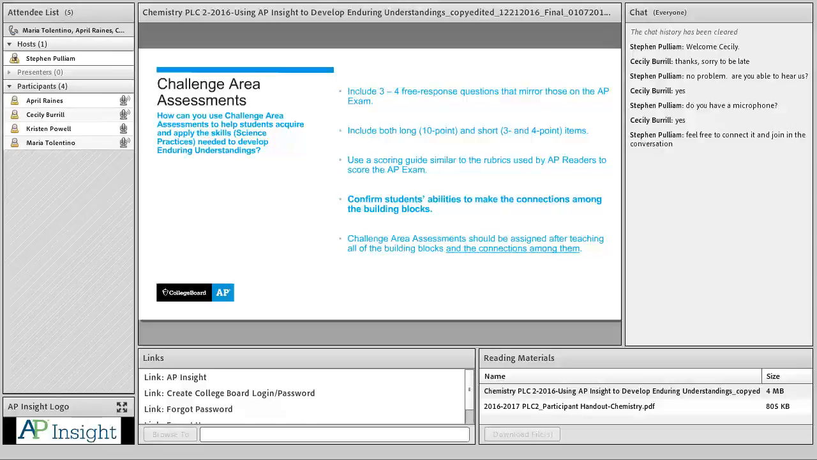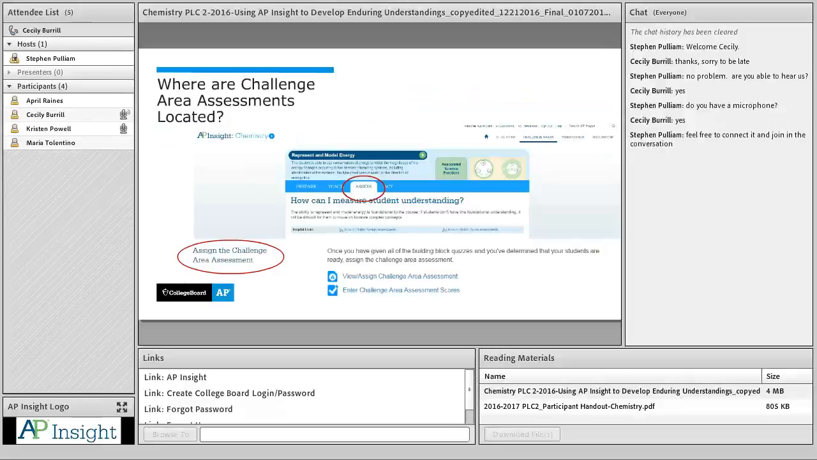Very good. Did I hear someone else with a question or a comment in there? Nope. All right, so let's keep moving. Those challenge area assessments are located in the Assess tab. You choose your challenge area, and toward the bottom of the screen you'll see where to assign. There's also the link to the teacher guide, which I'm assuming you're all familiar with. So let's jump into one of these challenge areas now.